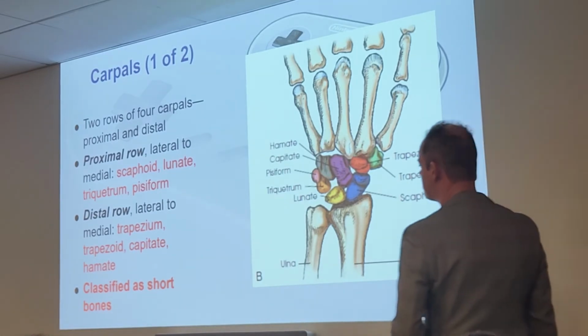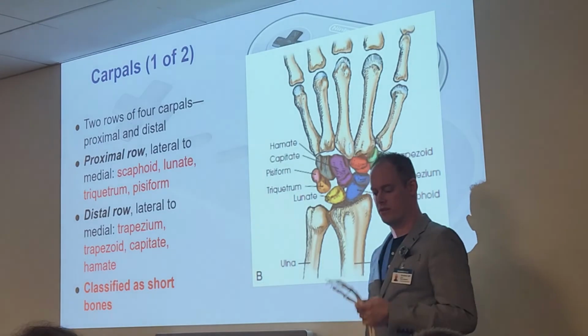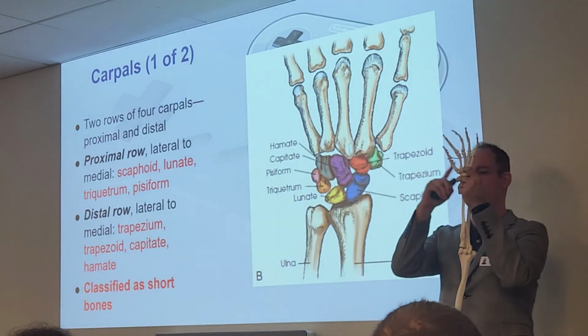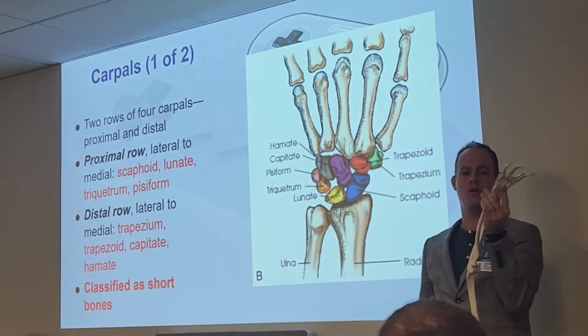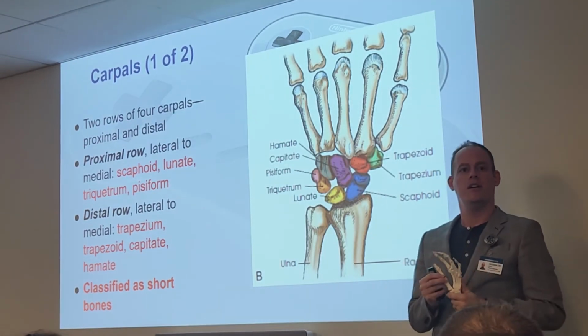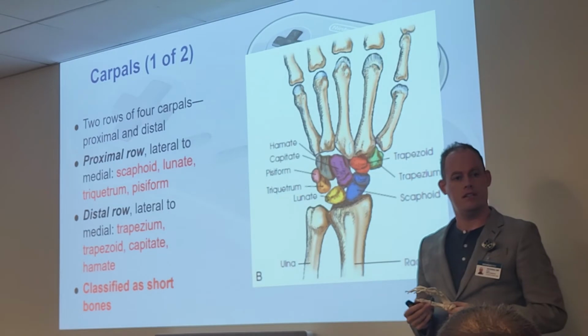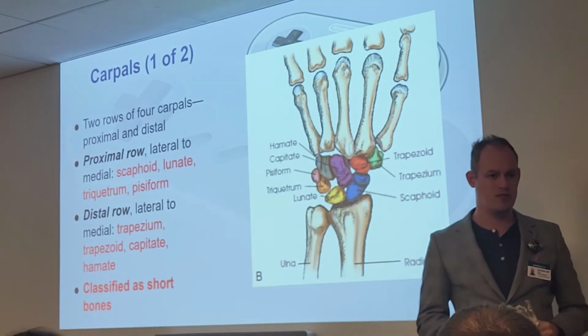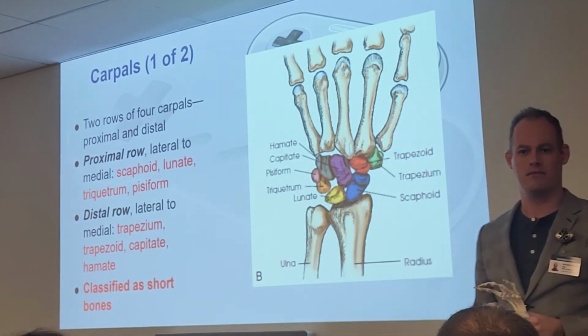You said the distal row was closest to what? The elbow? The distal row is closest to your metacarpals. Proximal row is closest to your radius and ulna. Is capitate the biggest one? Yes, that's why it's the captain of the carpal bones. It's the one in charge.